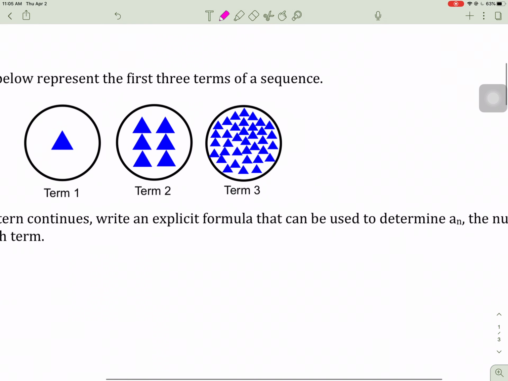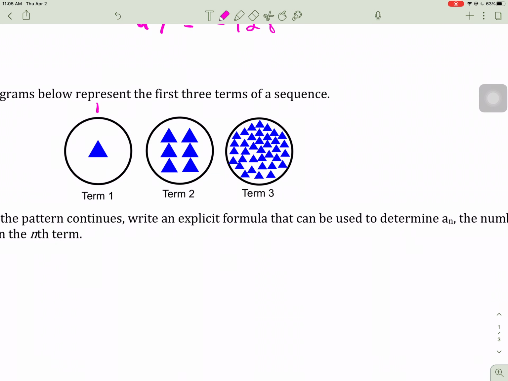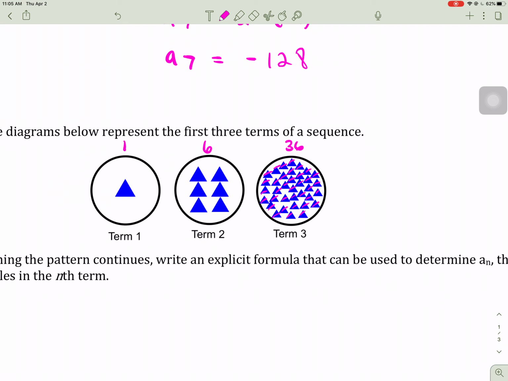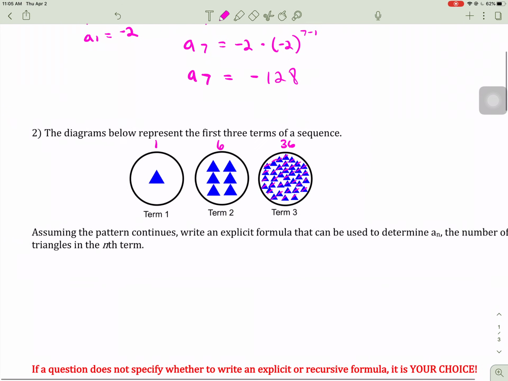Okay. Number 2, the diagram below represents the first three terms in a sequence. This one's kind of funny. So the first term is 1. The second term has 6. And I'm going to guess this is 36, but I actually checked by counting them out. There you go, 36. So hopefully we can see it's geometric with a common ratio of times 6.